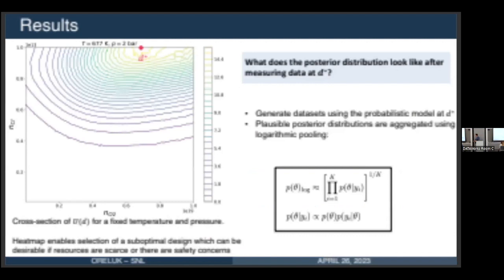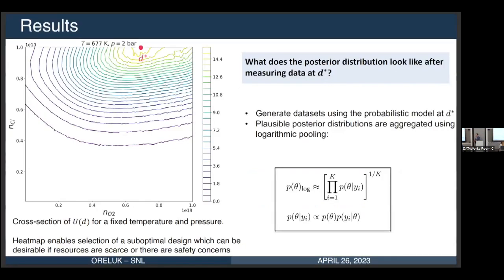Okay, and so what does the posterior distribution look like after we've taken a measurement at D-star? We've just run the experiment and we're currently analyzing the results, so I don't have those to present to you today. But what I can show is that we can use our computational model to generate plausible data sets at D-star. Each of those data sets is equally plausible, so we get a posterior for each and aggregate them together with logarithmic pooling, which is shown here. It's really just a weighted average of all these plausible data sets, combined to give us one posterior distribution to show you.